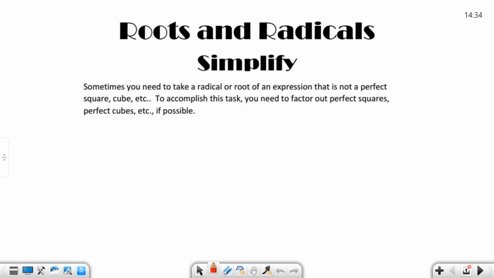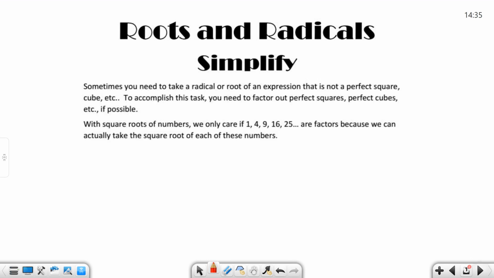Roots and radicals. Simplify. Sometimes you need to take a radical or a root of an expression that is not a perfect square or perfect cube, etc., right? Maybe the fourth root, you want it to be the perfect fourth power. To accomplish this task, you need to factor out perfect squares or perfect cubes or perfect fourth powers, if possible, depending on what the root is. It needs to match the root, all right?